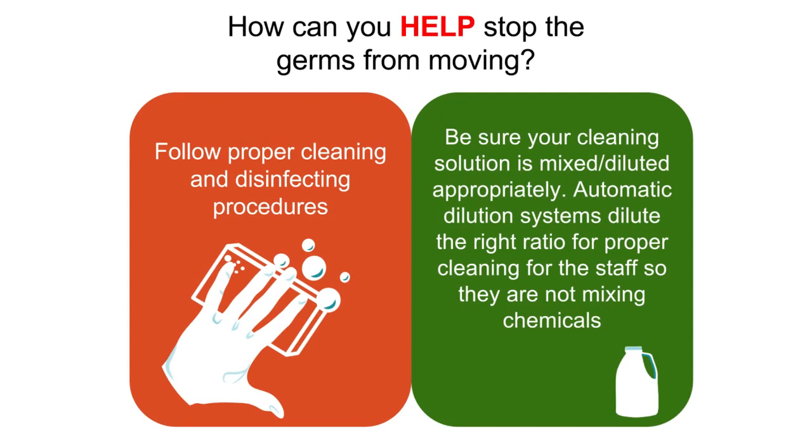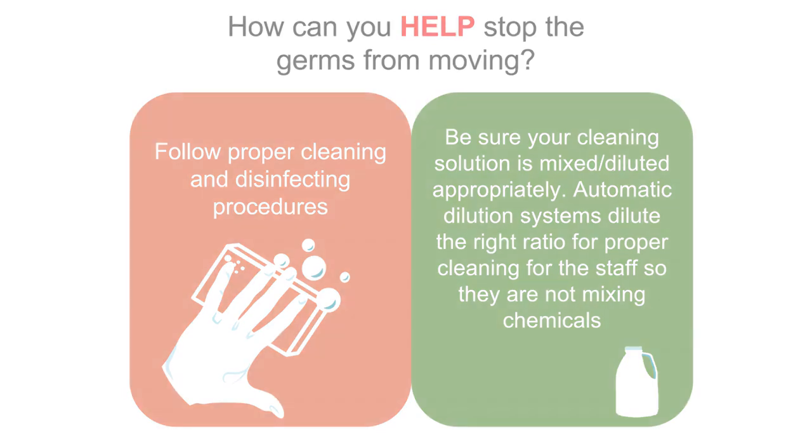What can you do to stop the germs from moving? We discussed the proper steps for cleaning and disinfecting patient discharge and occupied rooms. Follow the proper steps and protocols. Make sure the chemicals are properly mixed. Use the automatic dispensers, if available, or measure properly if they aren't. Do not dilute chemicals that are already at the proper ratio. Watch the clock when disinfecting to make sure you have the proper contact or dwell time.